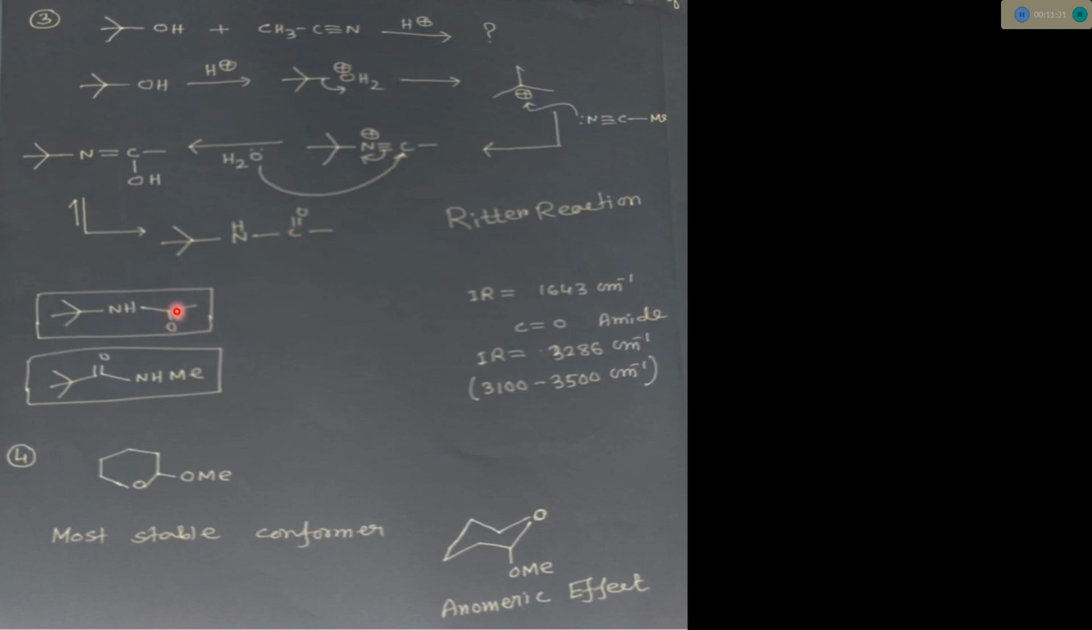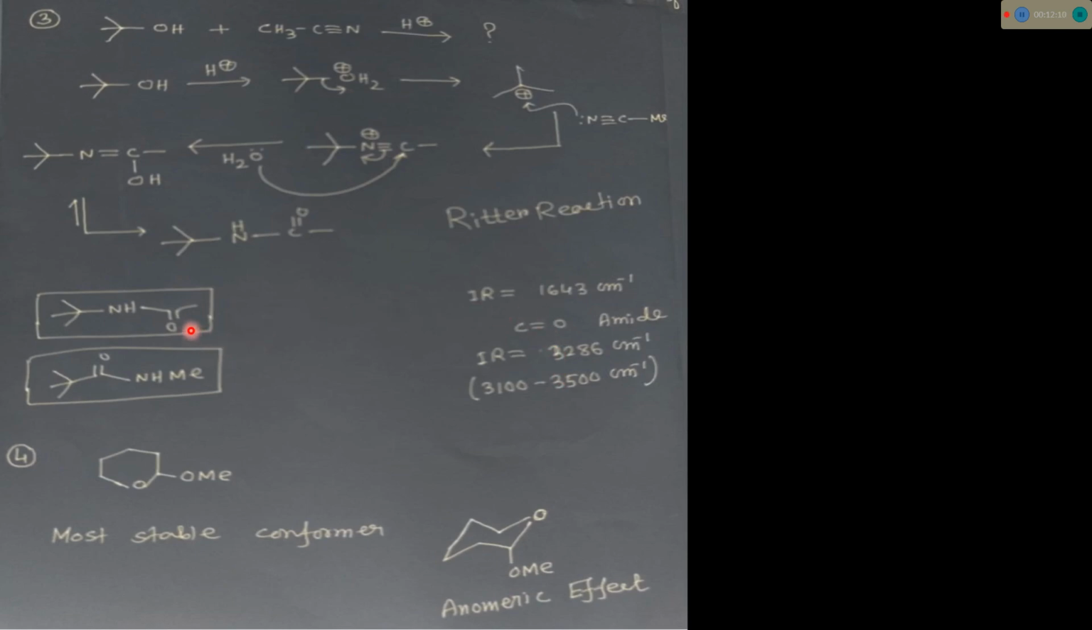I think there are four options, and also the IR values were mentioned in the exam. The IR value was 1643 cm inverse, which we all know is for the amide carbonyl frequency, around 1650 to 1660 cm inverse. And IR 3286 cm inverse was given. We all know the N-H stretching frequency is around 3100 to 3500 cm inverse. So these values were given.